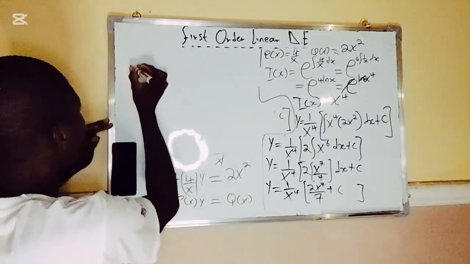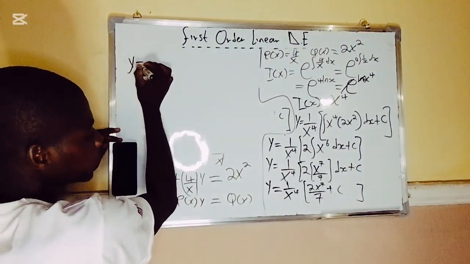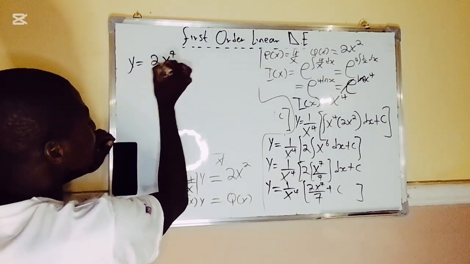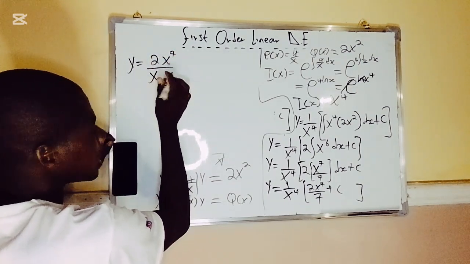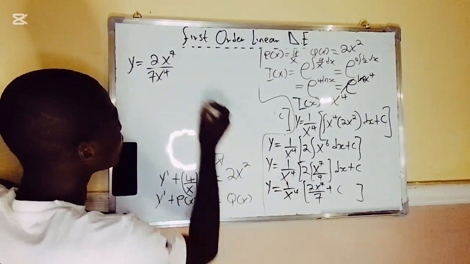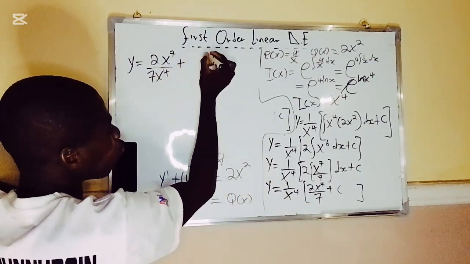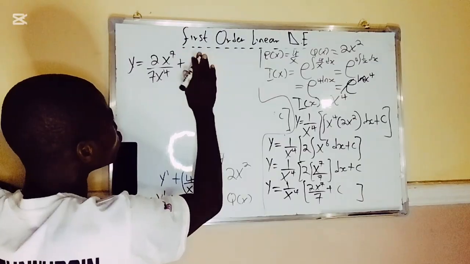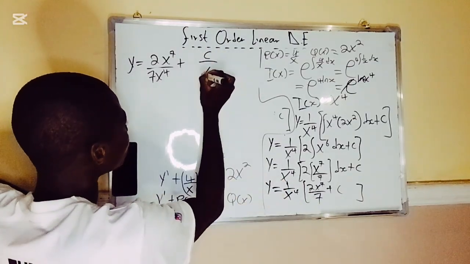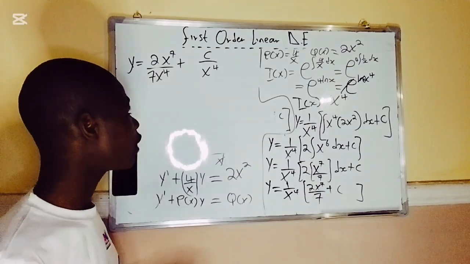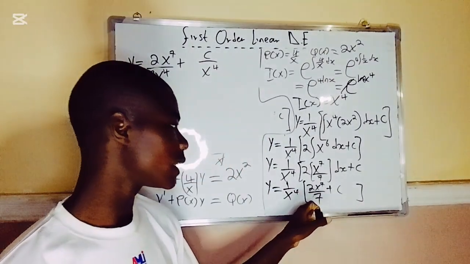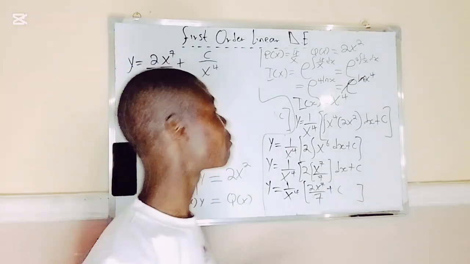So therefore, the value of y will be equal to 1 multiplied by this, which gives me 2x raised to the power of 7 divided by 7x raised to the power of 4, plus 1, which is a constant, divided by x raised to the power of 4. I hope you get it, because I say 1 over x raised to the power of 4 multiplied by this, plus multiplied by c.